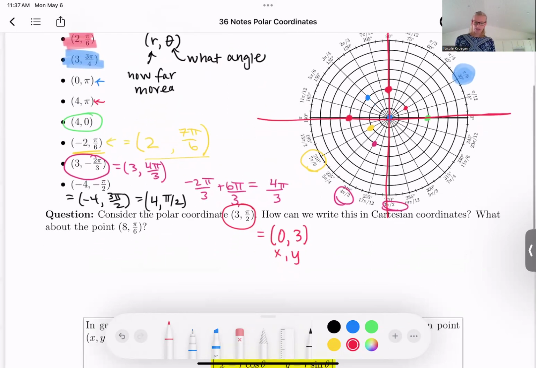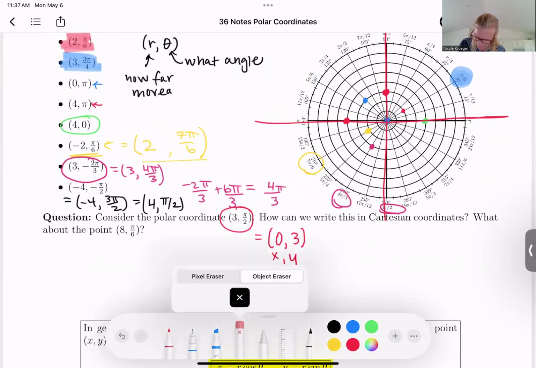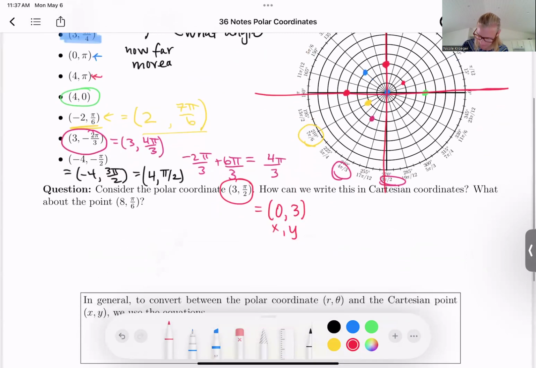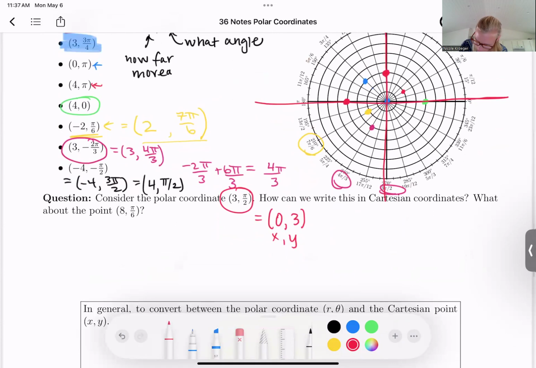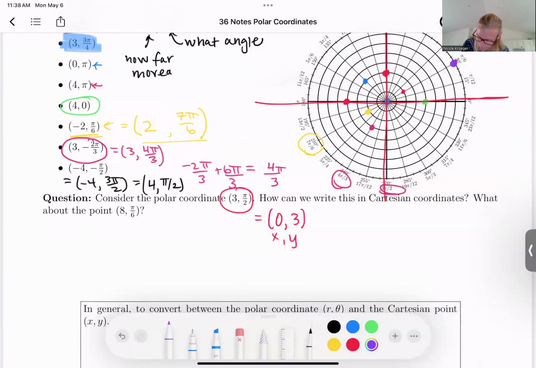It gets a little bit more complicated if I take points that are not on the x or y axis. If I look at that next example, 8 comma pi over 6, that is going to 1, 2, 3, 4, 5, 6, 7, 8. That's going to be this point over here. Let me emphasize that in a different color. It's going to be this point out here. The question is, what are the x and y coordinates here? I have to ask myself, what is this distance? That'll be my x coordinate. And what's this y distance?